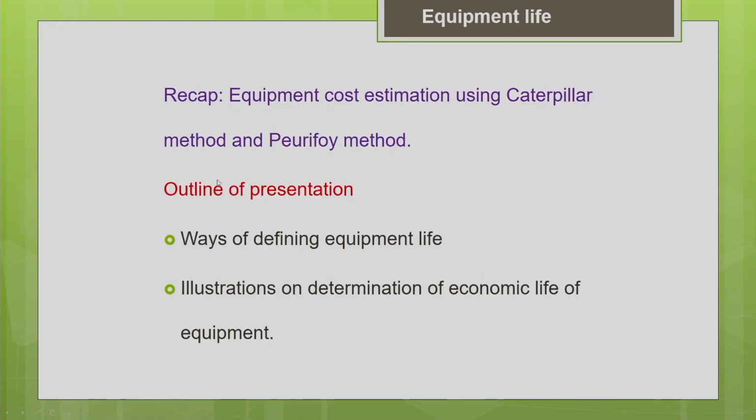So, let us have a recap of what we learnt in lecture 5. In lecture 5, we had a discussion on how to estimate the equipment cost using the Caterpillar method and the Purify method. Now, this is the outline of the present lecture. I will be discussing what the different ways of defining the equipment life are, and I will also highlight how to estimate the economical useful life of the equipment. We will be working out some illustrations on how to estimate the economic life of the machine.